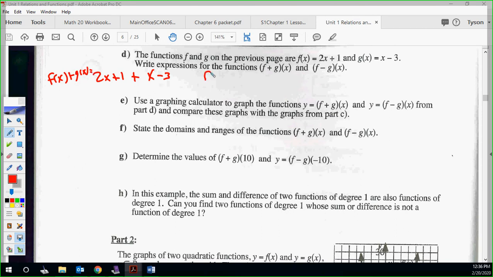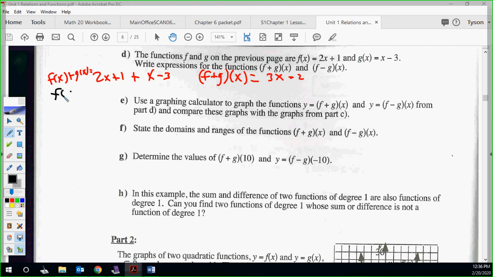So your f of x plus g of x function simplified is 2x plus 1x is 3x, which makes sense because that line we drew had a slope of 3, remember? 1 plus negative 3 is negative 2. So f plus g of x is the line 3x minus 2.